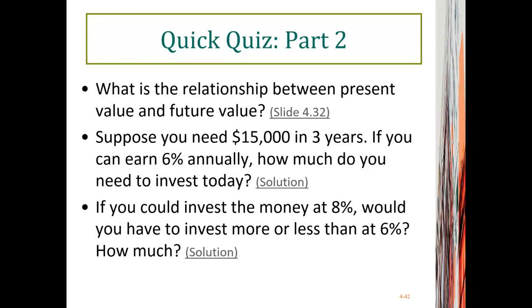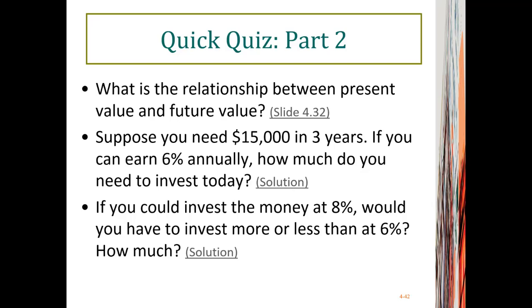So here's a quick quiz question. What is the relation between present value and future value? Well, present value is discounted future value, simply put. It equals future value divided by 1 plus R raised to the power of T. And R here is the interest rate and T is the number of time periods.